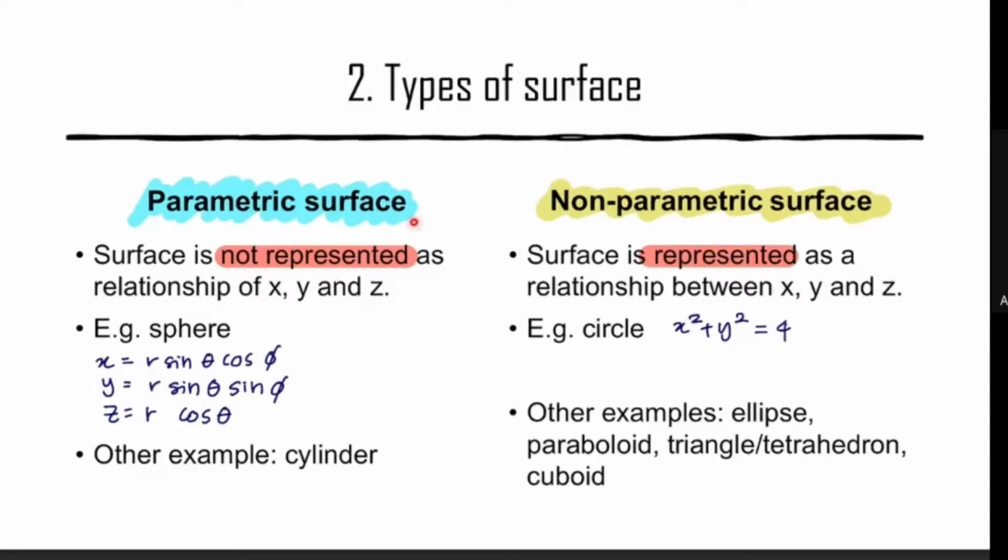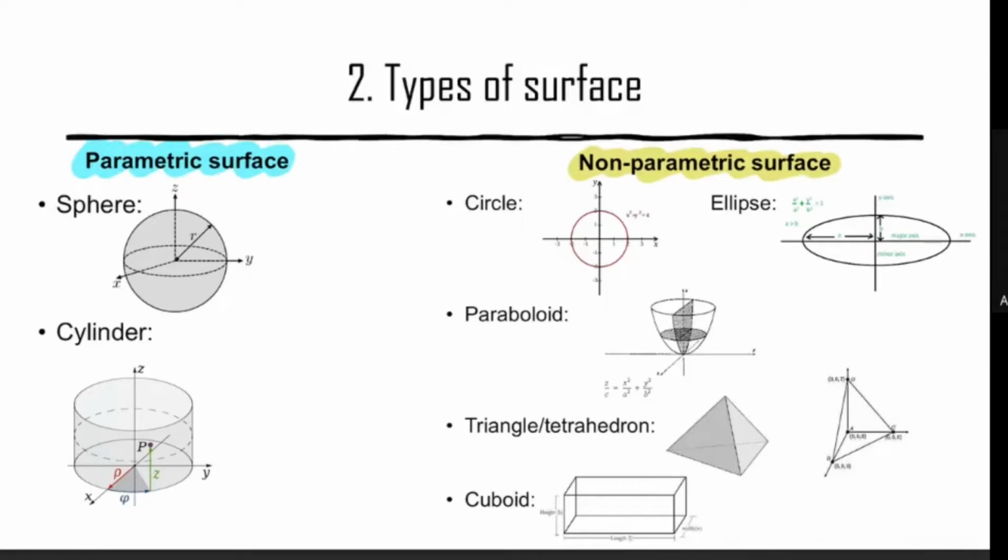Okay, for parametric surface, the surface is not represented as a relationship of x, y, and z. For example, sphere. This sphere can be represented by other independent variables. So we have r, theta, and also phi. To calculate surface integral, it is very important that you differentiate between parametric or non-parametric surface. The figures or the graph for parametric surface and non-parametric surface. Okay, please copy this note.